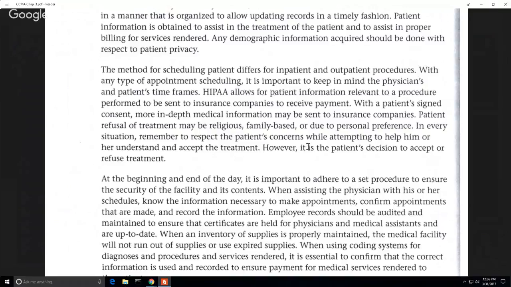At the beginning and end of the day, it is important to adhere to the set procedure to ensure the security of the facility and its contents. When assisting the physician with his or her schedules, know the information necessary to make appointments, confirm appointments that are made, and record the information.